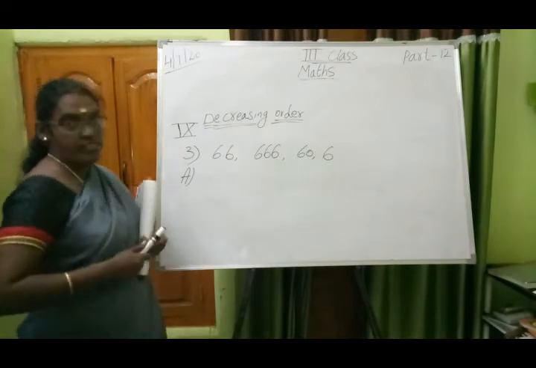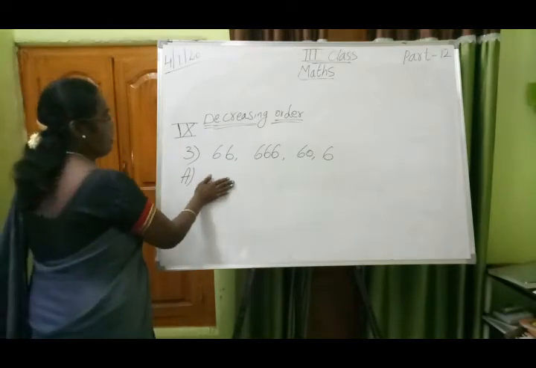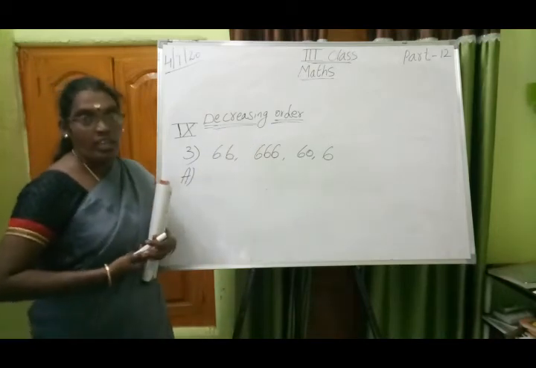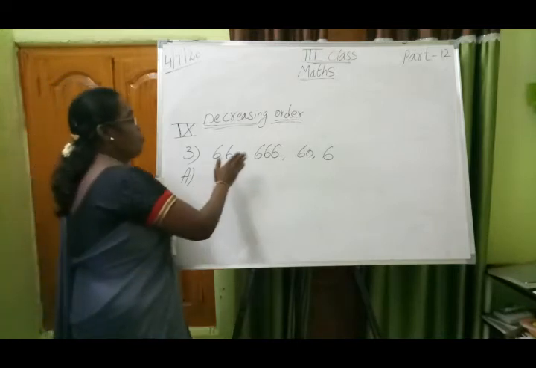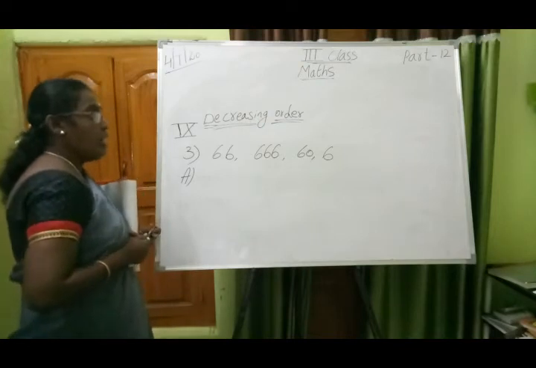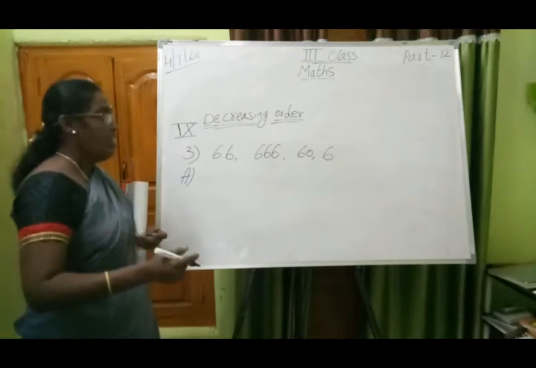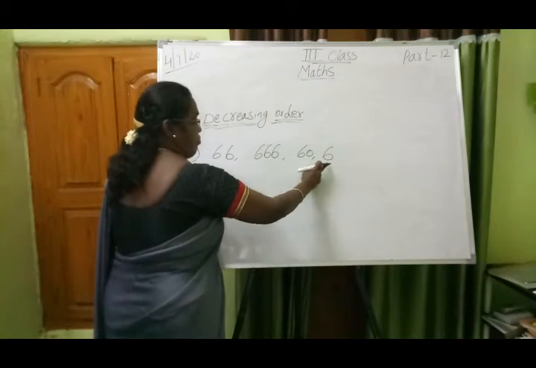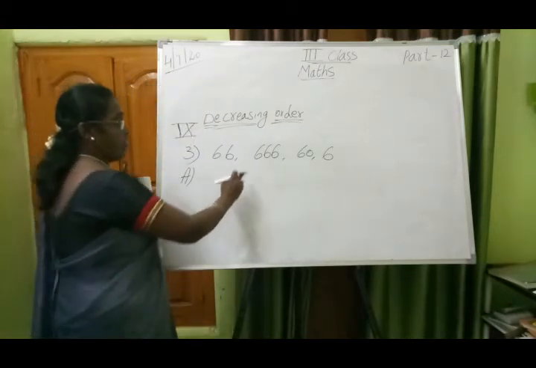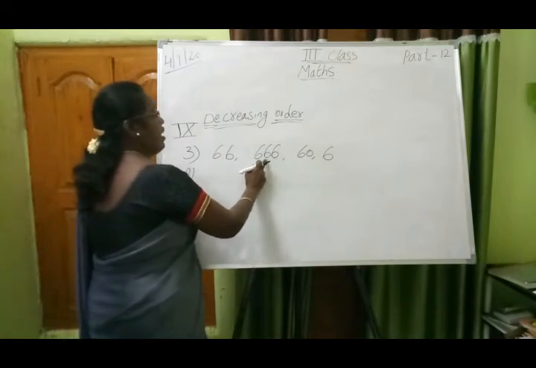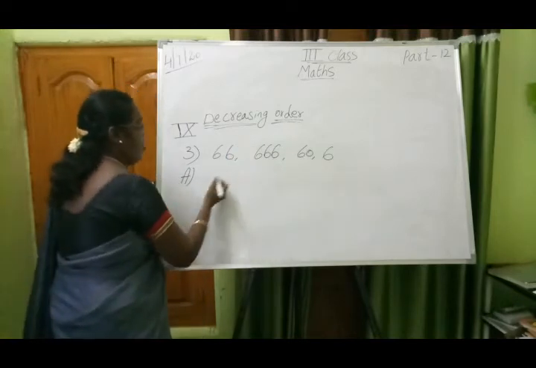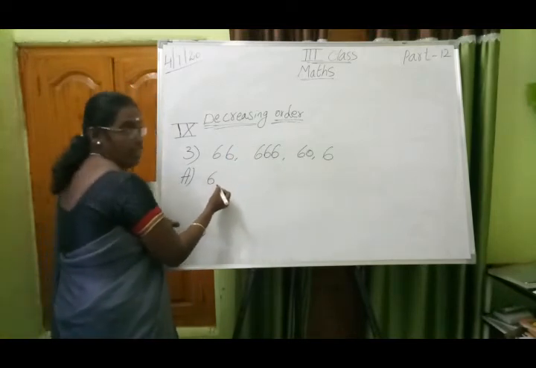Now, how will you check, children? Here, what is given? Decreasing order. Decreasing order means what, children? Big number to small number. Here, the biggest number is what, children? You can easily say: among the 1 digit, 2 digit and 3 digit numbers, the 3 digit number is the biggest number, because there is a 100s place. So what number do we have to write here, children?